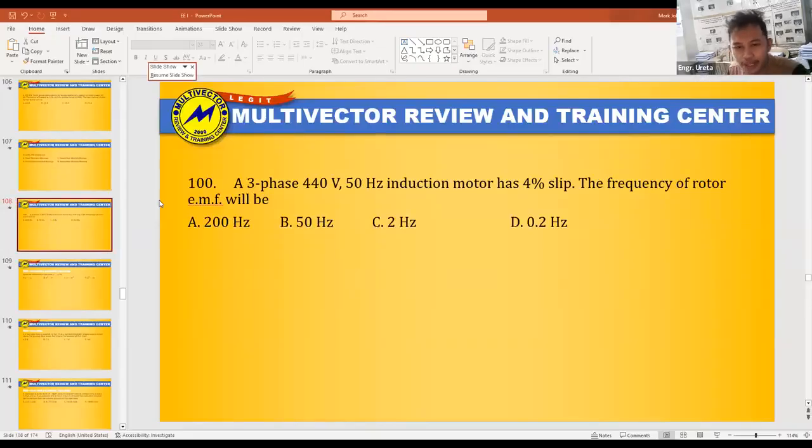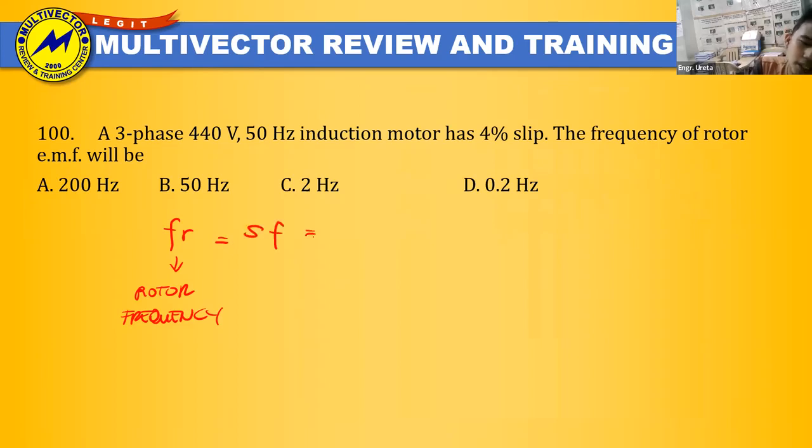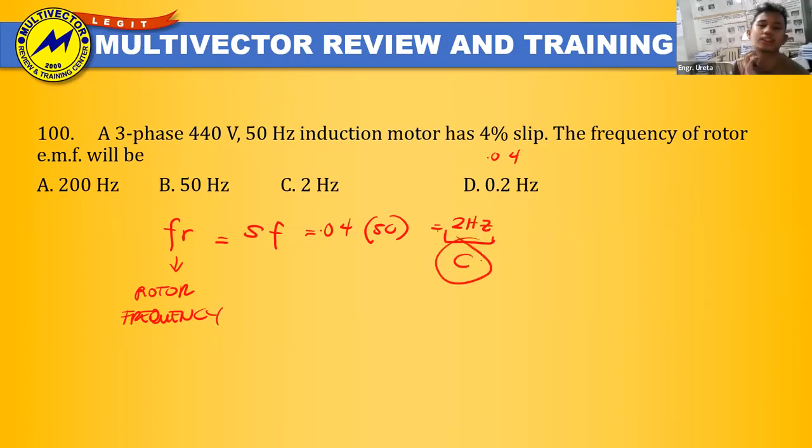Okay, so problem number 100. Okay, so a three-phase 440 volts induction motor has 4% slip. The frequency of the rotor would be blank. Okay, so in terms of the rotor frequency, it is actually equal to slip multiplied by the supply frequency. Okay, 4% which is 0.04 times our supply frequency which is 50. So tamang sagot 2 Hz. Okay, so yan yung problem number 100 na.